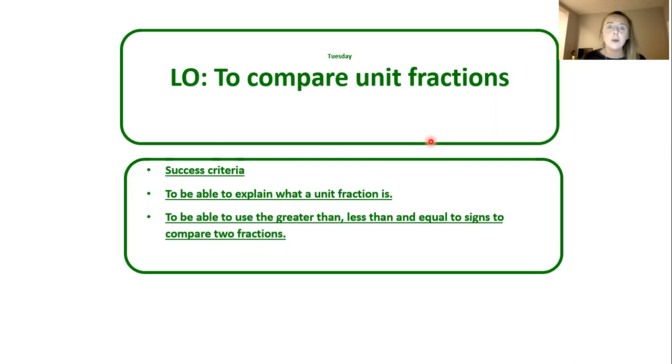So, yesterday we compared fractions with the same denominator. When the denominator, the number at the bottom of the fraction, was the same, we discovered that when the numerator is the smallest number, that is the smallest fraction, and when the numerator was the biggest number, that was the biggest fraction. And we were comparing them using our greater than, our less than, and our equal sign.